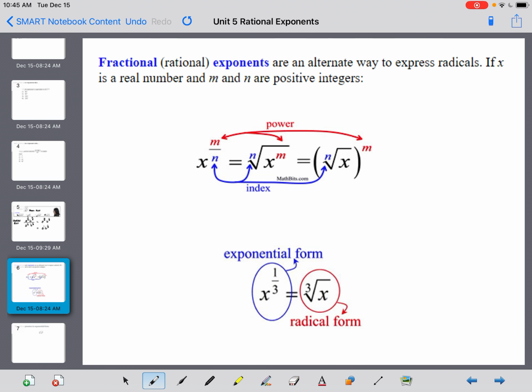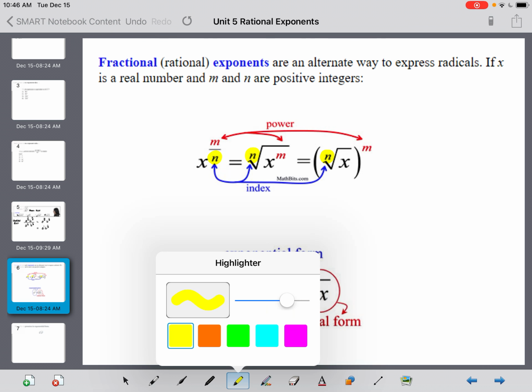So fractional exponents, sometimes referred to as rational exponents, are just another way to write an equivalent radical expression. So anytime you have an exponent that is not an integer, that's a fraction, it's just another way of writing a radical expression. And the relationship is between the numerator and denominator of your fractional exponent in relation to the index, which is also known as the root number of a radical, and the power of the thing underneath the radical, which we sometimes refer to as our radicand.